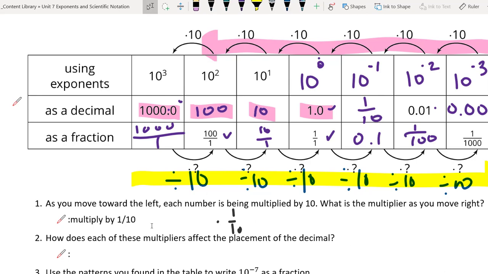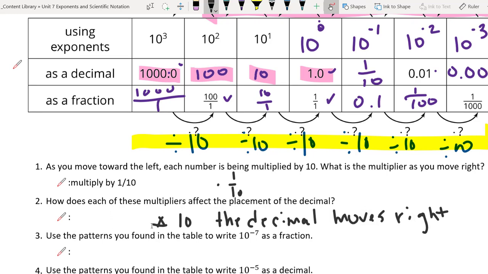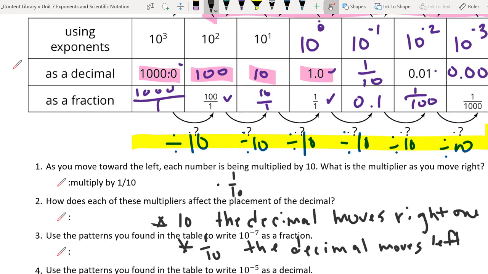How do each of these multipliers affect the placement of the decimal? Okay, if you're multiplying by 10, the decimal moves to the right one. If you're multiplying by 1/10, the decimal moves left one space.